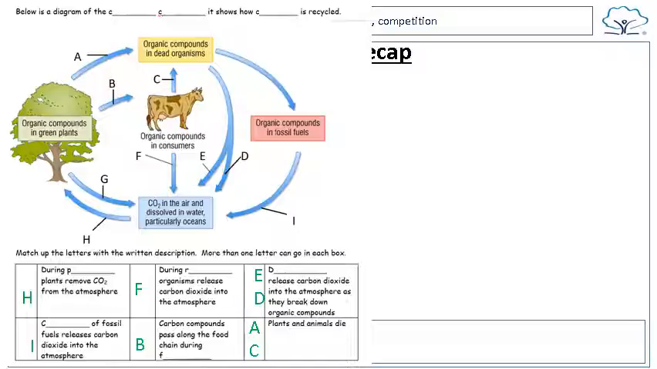So, decay releases carbon dioxide into the atmosphere as they break down organic compounds. So I've used the word decay there, but the word detritivore will also fit, which basically means worms, woodlouse, etc. So E and D is showing that.